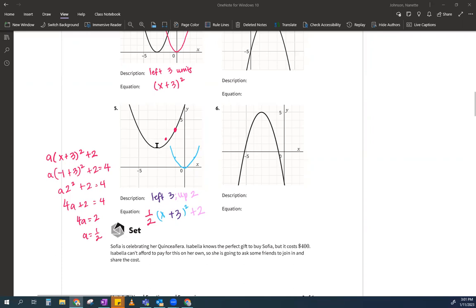Okay. I would check one other point. They didn't give me too many. Maybe I'd check my vertex again, but I already know my vertex is legit. So maybe I'd check this other point, plugging in -5. Would I really get out 4? So I'm always checking. Okay. So good job. Make sure you check on your own. I'm not checking because that's your job.